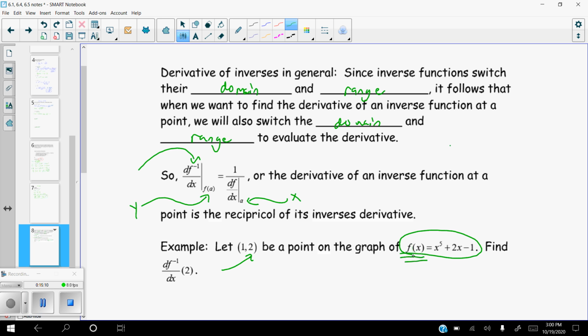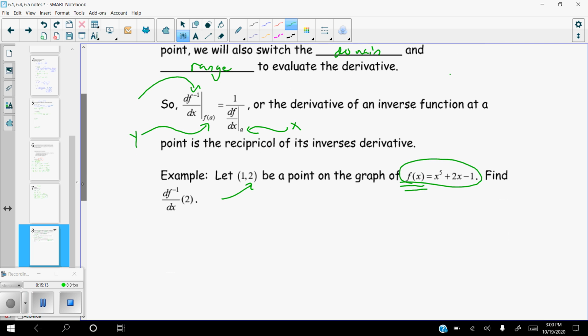So that's where this nice little formula comes in. It says if I want to find the derivative of the inverse at the y value, I can do 1 over the derivative of the regular function at the x value. So let's find, first of all, f prime of x, because that's the derivative of the actual function. So that's 5x to the fourth plus 2.